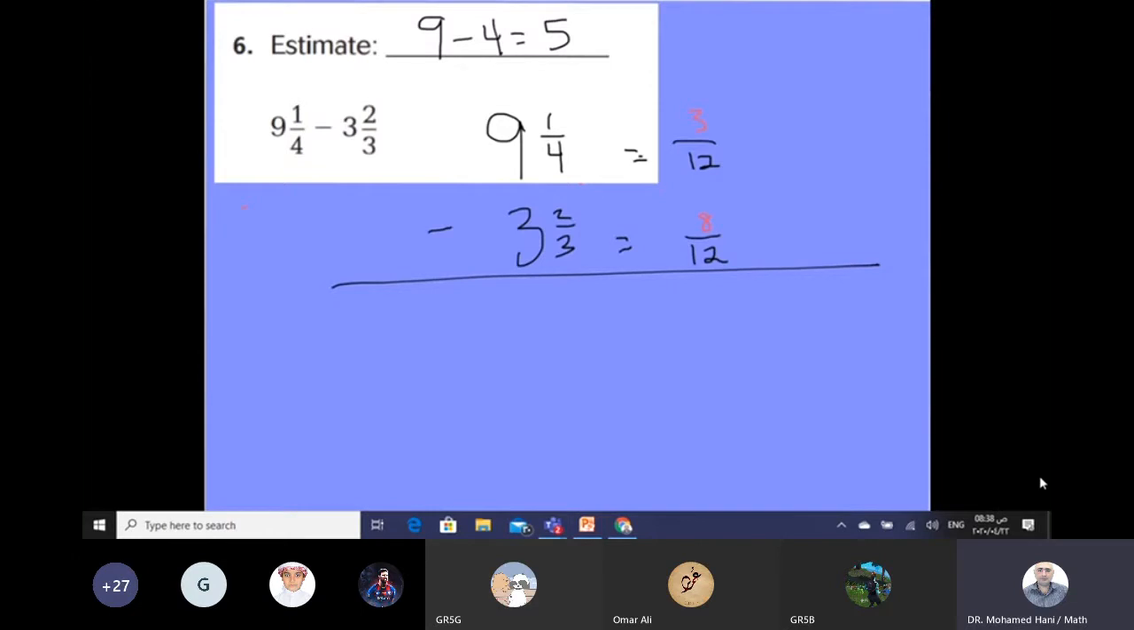All right, let's subtract. 3 twelfths minus 8 twelfths. I can't do it because 8 twelfths is greater than 3 twelfths. So let's go ahead and regroup. I'm going to take away a whole from my 9, and we're going to call that 8 wholes. And now let's just add a whole to my 3 twelfths. So 3 twelfths plus 12 twelfths would be 15 twelfths. So let's go ahead and put 15 twelfths minus 8 twelfths. Now I can subtract. 15 twelfths minus 8 twelfths is 7 twelfths. And now let's do our whole numbers. 8 wholes, remember we regrouped, minus 3 wholes would be 5 wholes. So the difference should be 5 wholes and 7 twelfths.